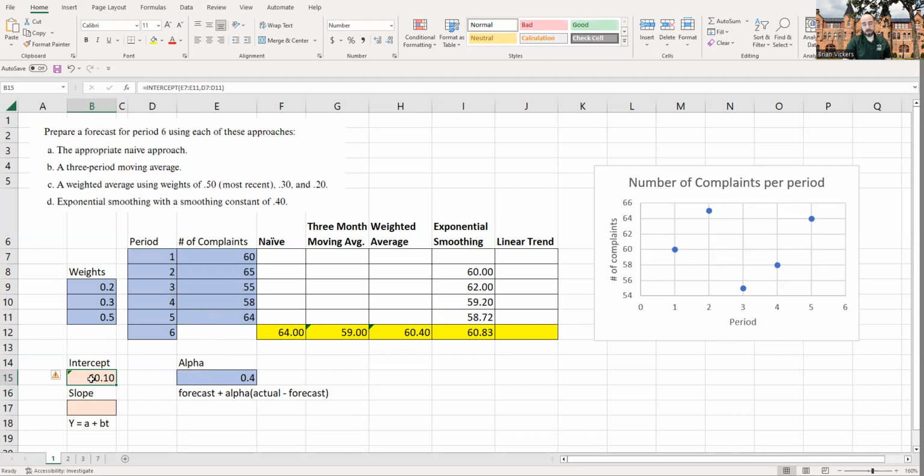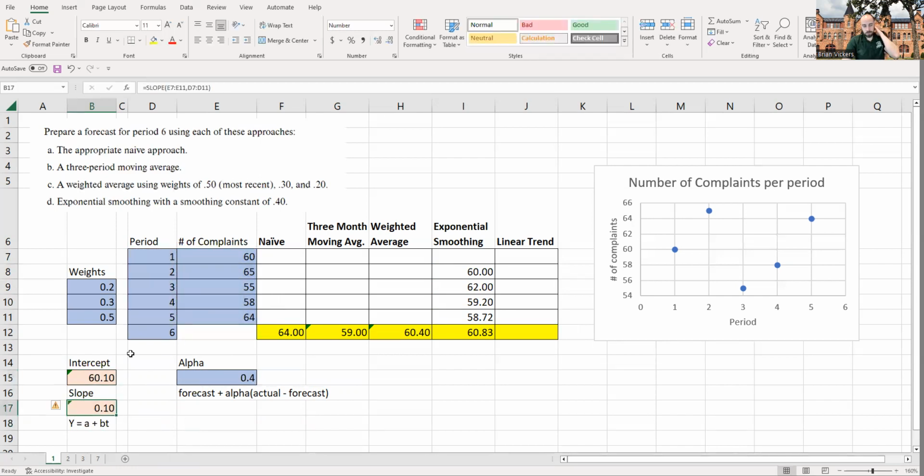This is my baseline in a trend forecast. The slope is how much it trends upwards or downwards. This might be a negative number, it might be a positive number. How do I find it? Well, I just type equals slope. The Y variables are what we're trying to predict, comma, the X variables, what is explaining them.